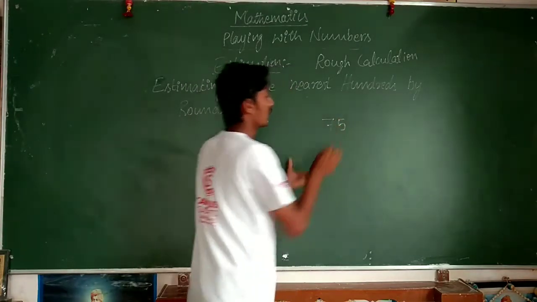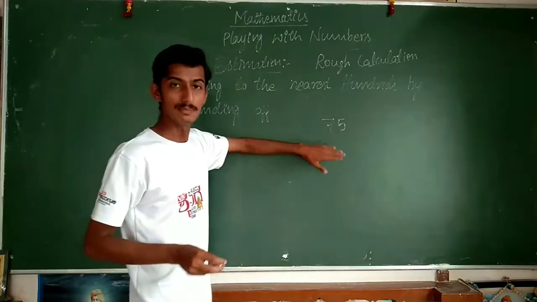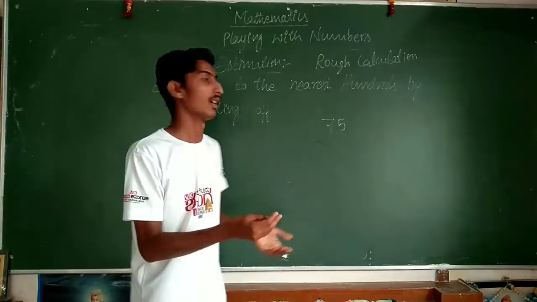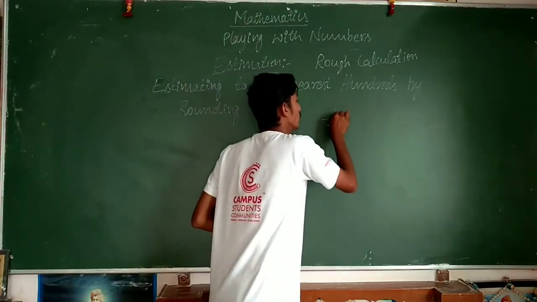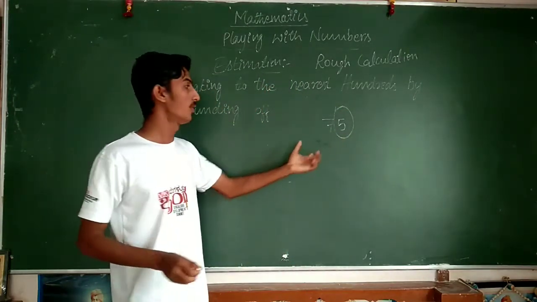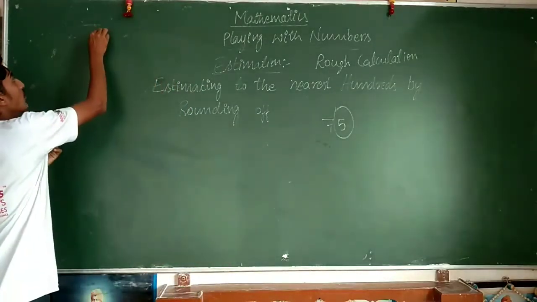they give a number, 75. We have to estimate to the nearest tens, which means we have to zero the unit place. How? By means of division.